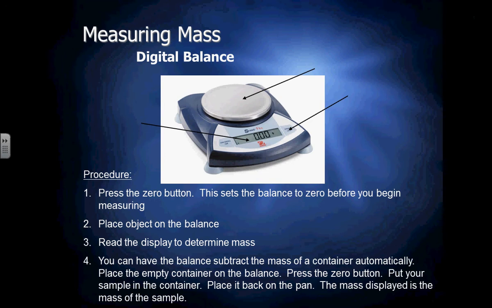What do you think this is gonna read when I take this off? The same thing. Nope. Nope, doesn't read zero. The mass of the container. Not quite, but close. Negative. Yes, negative 80.2 it says. Because the mass of the container was 80.2. All right. So that's how we measure mass. The parts, basically the pan, the zero button, and then the display.